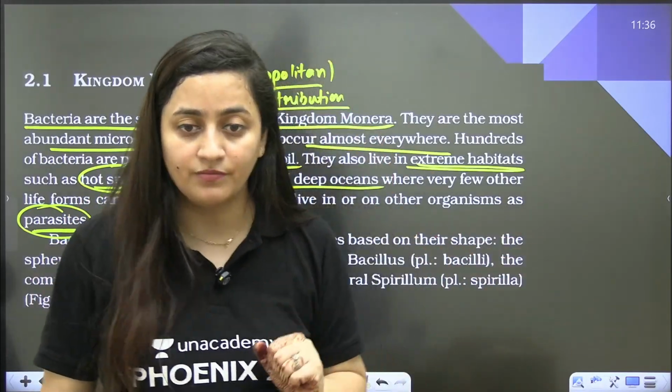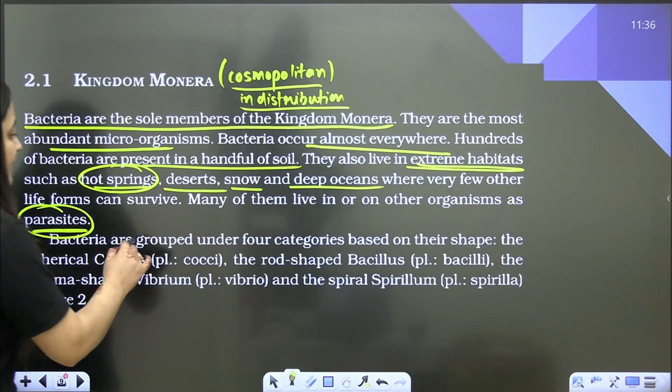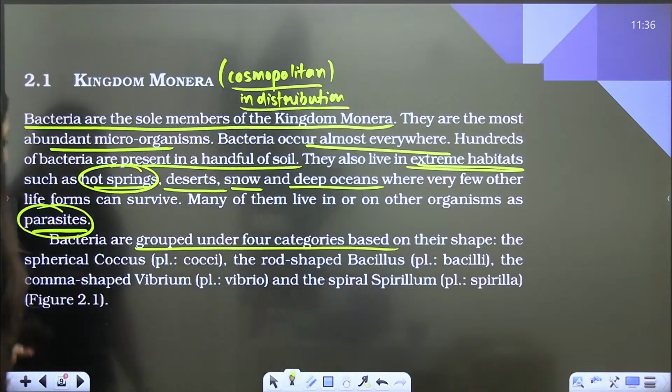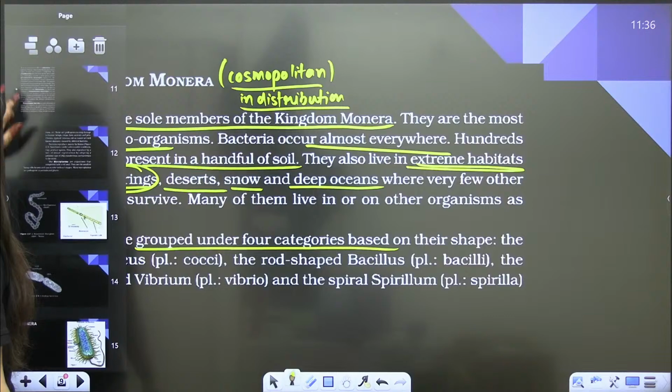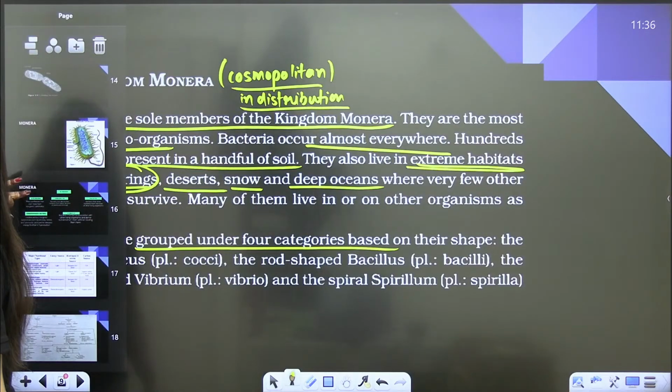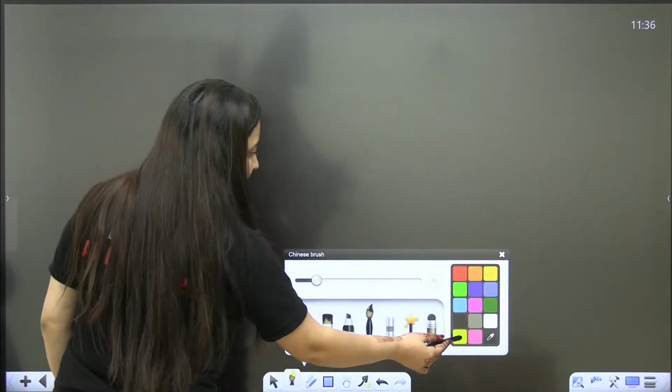They take their nourishment from them. That's why we are calling them parasites. Bacteria are basically grouped under 4 categories based on their shape. That's another important point that you should know: on the basis of shape itself, they are categorized.